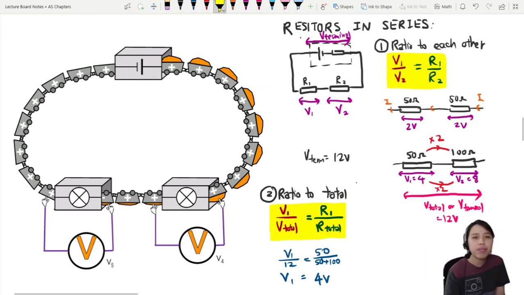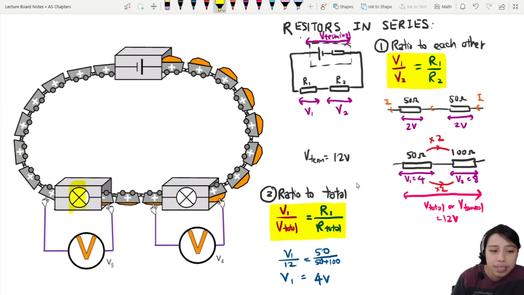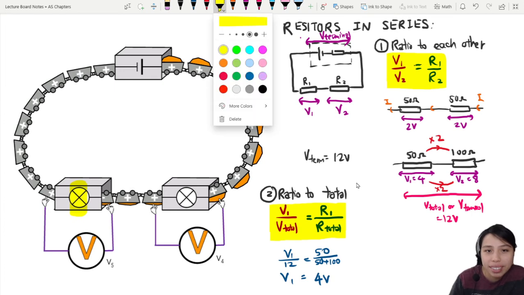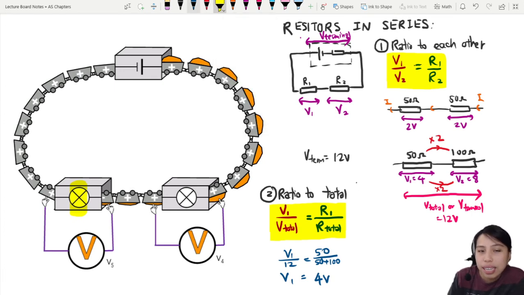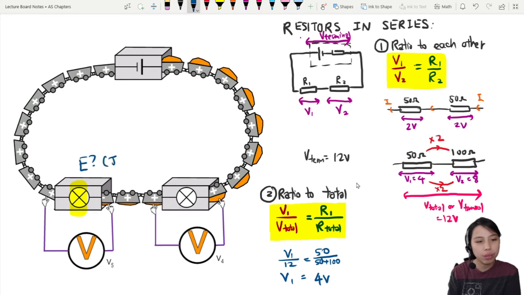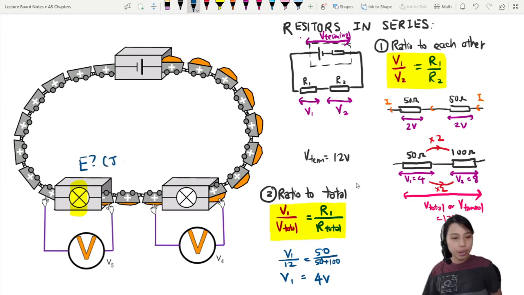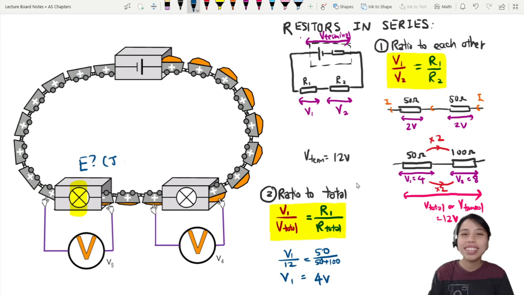How do we actually find the energy that comes out? Let's say this first light bulb is bright. How do we quantify that in terms of joules? Energy, in terms of units of joules. Is there an equation for it? Yes. And now we're going to look at that.